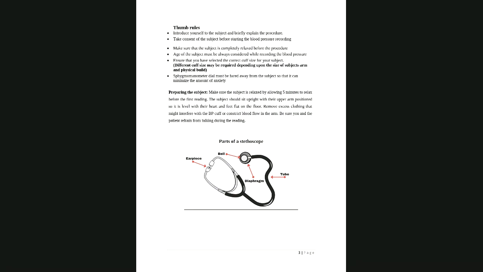If you cannot insert two fingers into the cuff, that means that the cuff you have tied on the arm is very, very tight, right? So you need to make it a bit loose so that the examiner can insert two fingers into the cuff. So this is important, right? Then always make sure that this point is also important. The sphygmomanometer dial must be facing away from the subject so that it can minimize the amount of anxiety.